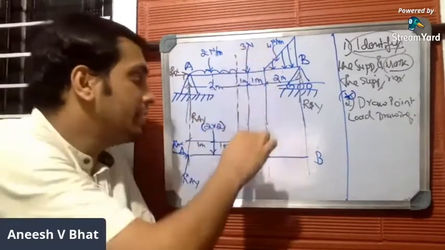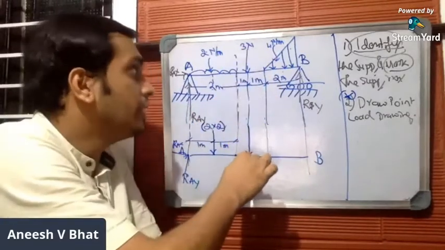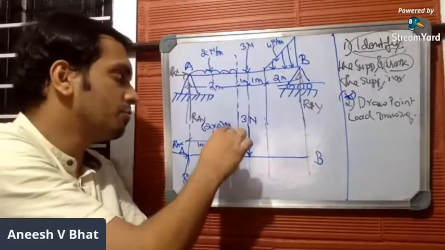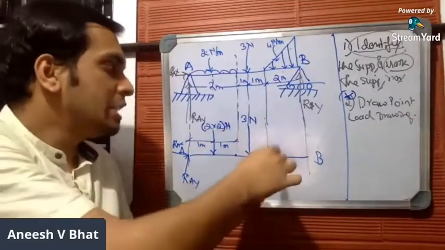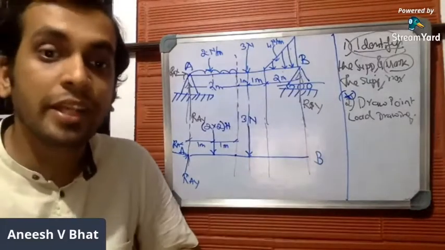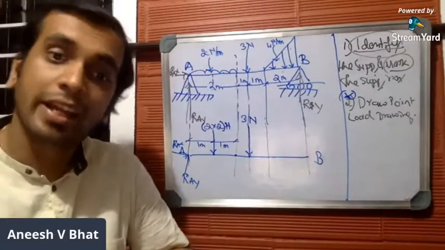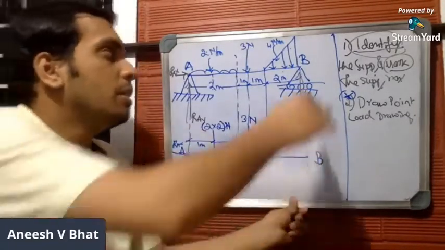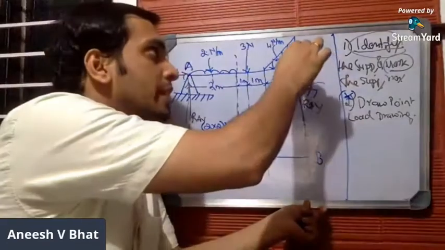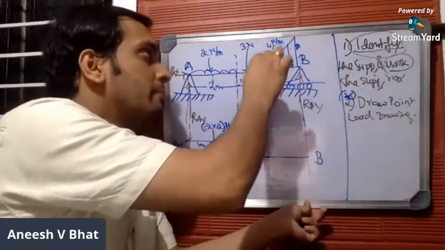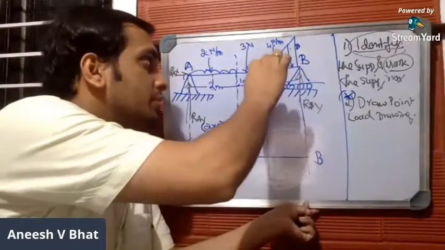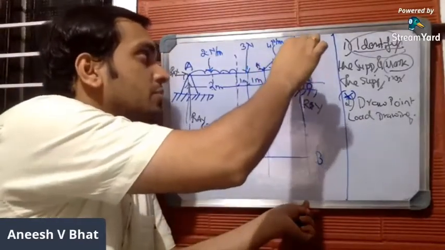Now you have another point load here, which is already given as 3 meters. This is 2 into 2 meters. Now from this particular point to this point, you have UVL, uniformly varying load. Again, you have to convert UVL into a point load. So UVL will always be in the form of a triangle which has a base. This will be the base and this will be the apex.